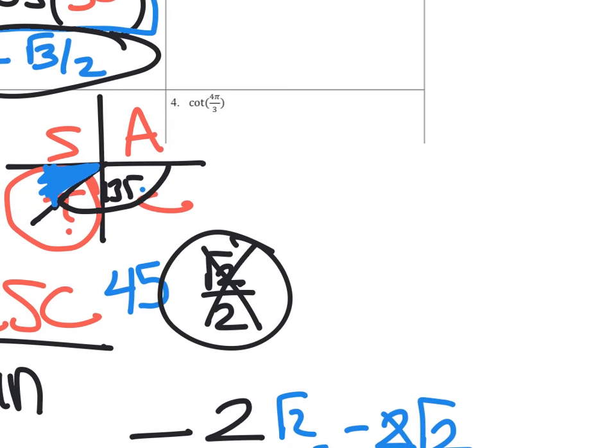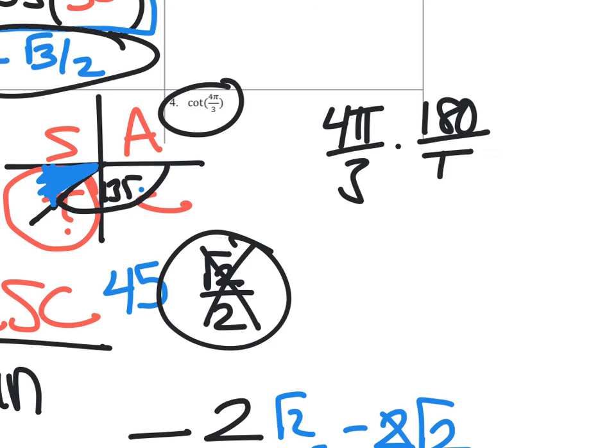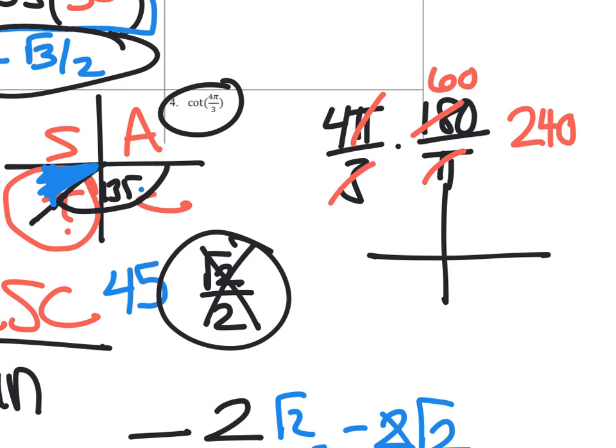We'll squeeze one more in here. The cotangent of 4 pi over 3. Now, again, they put it in radians. Yuck. So what? Convert it to degrees. 4 pi over 3. I want degrees, so I want 180 over pi, with the 180 going on top. Kill my pi's. 3 goes into 18 6 times, so that's 60 times 4 is 240. So in my head, I'm really graphing 240, which again puts me in the third quadrant.